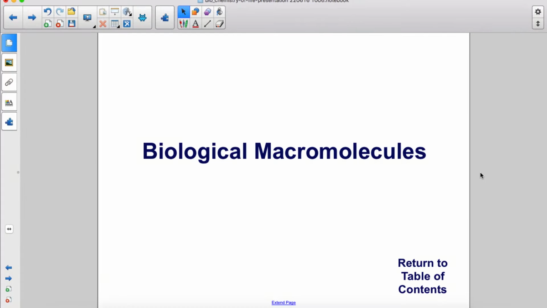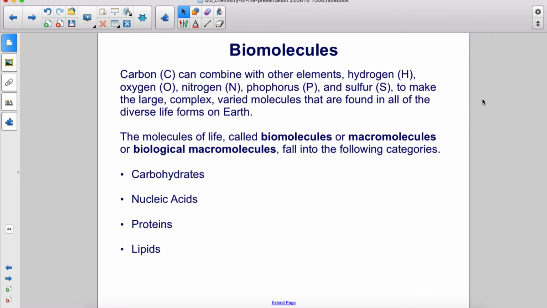Chemistry of life. Biological macromolecules. Carbon can combine with other elements, hydrogen, oxygen, nitrogen, phosphorus, and sulfur, to make the large, complex, varied molecules that are found in all of the diverse life forms on Earth.